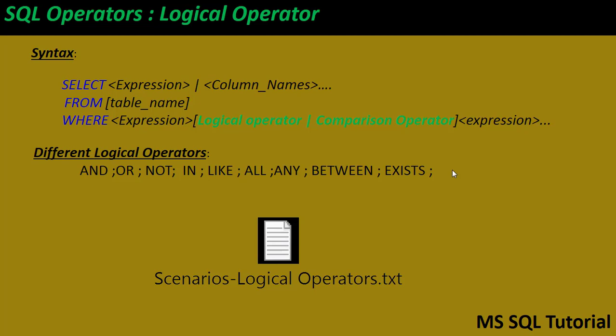And finally, EXISTS. The EXISTS operator is used to search for the presence of a row in any specified table that meets a certain requirement. As I said, ALL, ANY, EXISTS, EXISTS is also a subquery. If the subquery has one or more records, then it will execute the main table. This is the description, but this logical operator is a little bit tricky. So now we will check the scenarios and execute them using SSMS, that is SQL Server Management Studio.